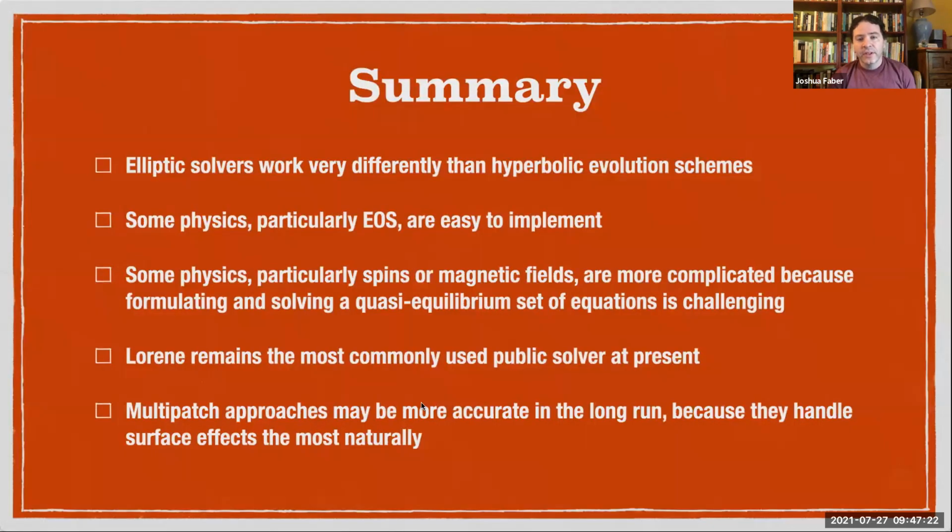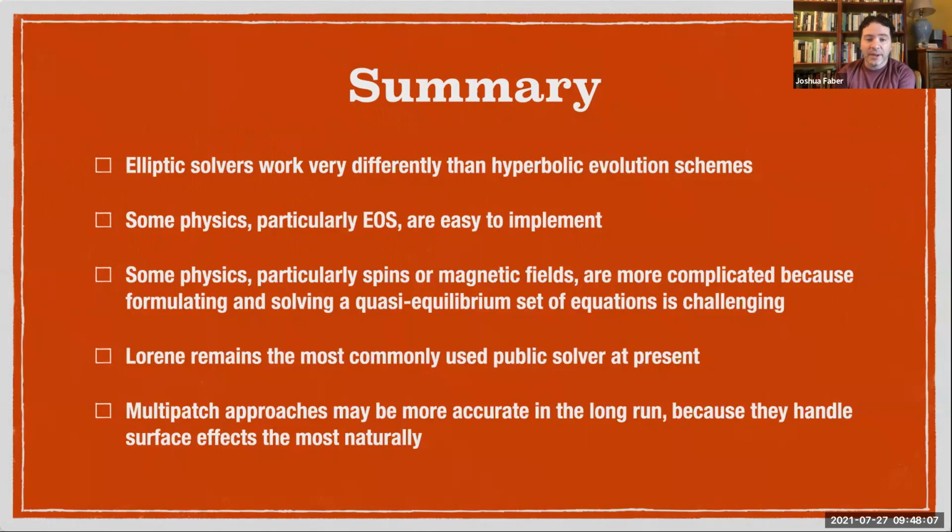And the more things you have in your toolbox, the better the final product that will be out there. So in summary, hopefully I've convinced you elliptic solvers work very differently than the hyperbolic evolution schemes that you saw yesterday. Some physics, and really equations of state, are basically easy to implement in initial data. That's been pretty well understood now. Some physics, spins, magnetic fields, it's more complicated because really formulating and solving the quasi-equilibrium set of equations is challenging. These are still often done in a post hoc way, not fully self-consistent, but honestly, as long as it's perturbative, it's unlikely to be the biggest problem that you're facing.